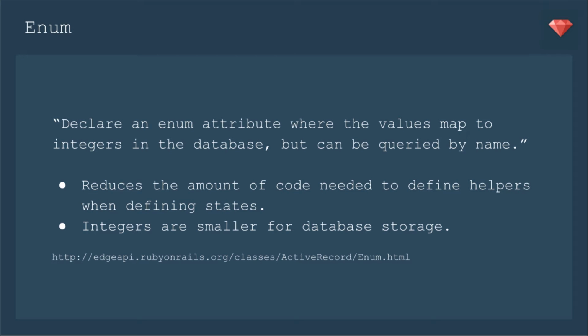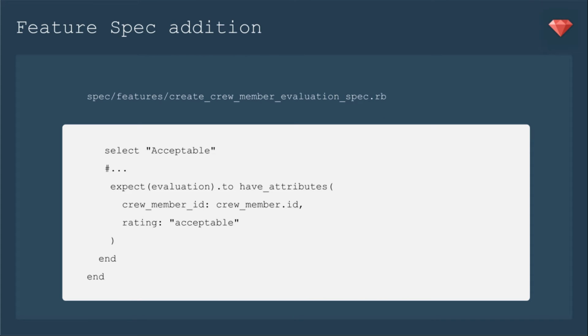So what is enum if you haven't heard of it before? You can declare an enum attribute where the values map to integers in the database, but can be queried by name. This reduces the amount of code needed to define helpers when defining states, and integers are smaller for database storage. You're not saving all those strings, you're saving integers. You can find more information about enum and more examples at this link for the Rails docs. Now let's put it into our app.